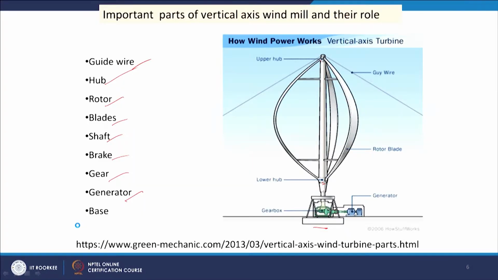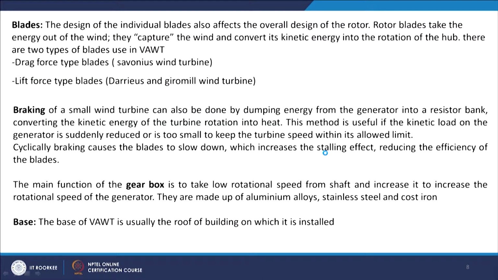And then the blades, as you have seen, the blades are like this. This is not similar to that of the horizontal axis turbines. These blades may be of two types: one is the Savonius wind turbine, which is a drag force type blade, and another is lift force type blades, called the Darrieus and Giromill wind turbine.